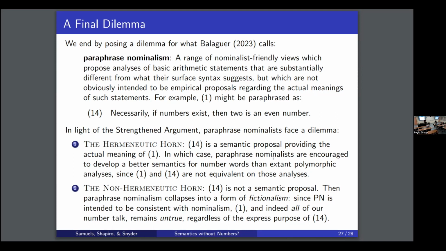So now you have two jobs. Not only do you have to explain to us what this is supposed to be doing, what's the purpose of this analysis, you also, like the fictionalists, have to explain why it is that all of our mathematical talk, or number-related talk, I should say, is useful despite being untrue.